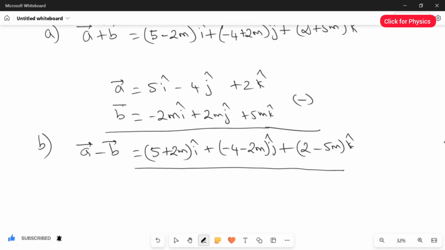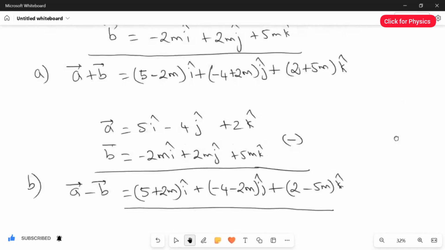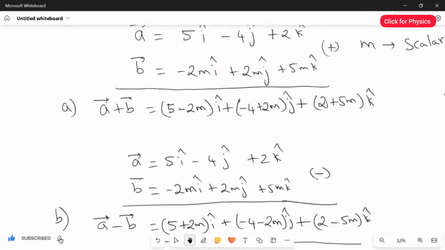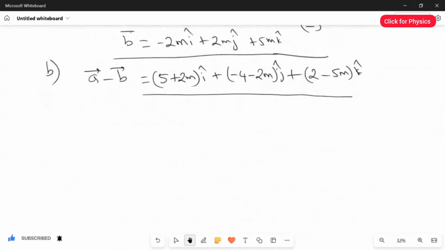Okay. Now we are going to find the answer for the third part. The equation is given here as A vector minus B vector plus C vector equal to 0. By using this, we have to find the value of C. So let's rewrite the equation: A vector minus B vector plus C vector is equal to 0. And by using this, we are going to find the answer for C vector.